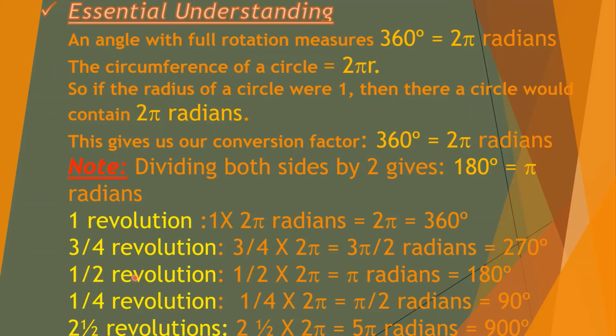1 over 2 revolution or half revolution equals 1 over 2 times 2 pi, which is equal to pi radians, and is equal to 180 degrees. 1 over 4 revolution would be the same as 1 over 4 times 2 pi, which is equal to pi over 2 radians, which is equal to 90 degrees. 2.5 revolutions equals 2.5 times 2 pi, which is equal to 5 pi radians or 900 degrees.